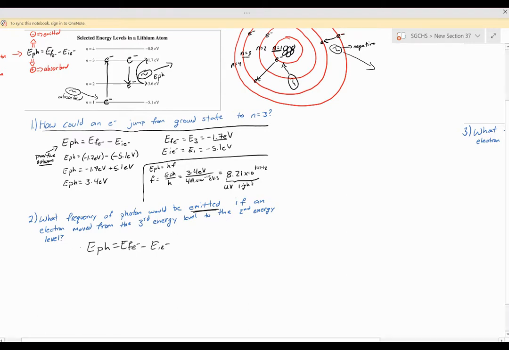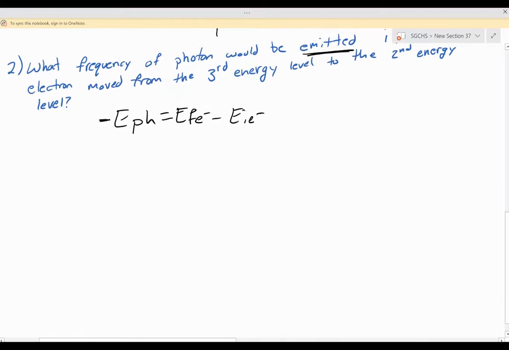So what I'm going to have to do here is apply a negative to my photon, because again, I need to cancel out the fact that our outcome is negative, because we can't have a negative photon energy. This is because it's being emitted.